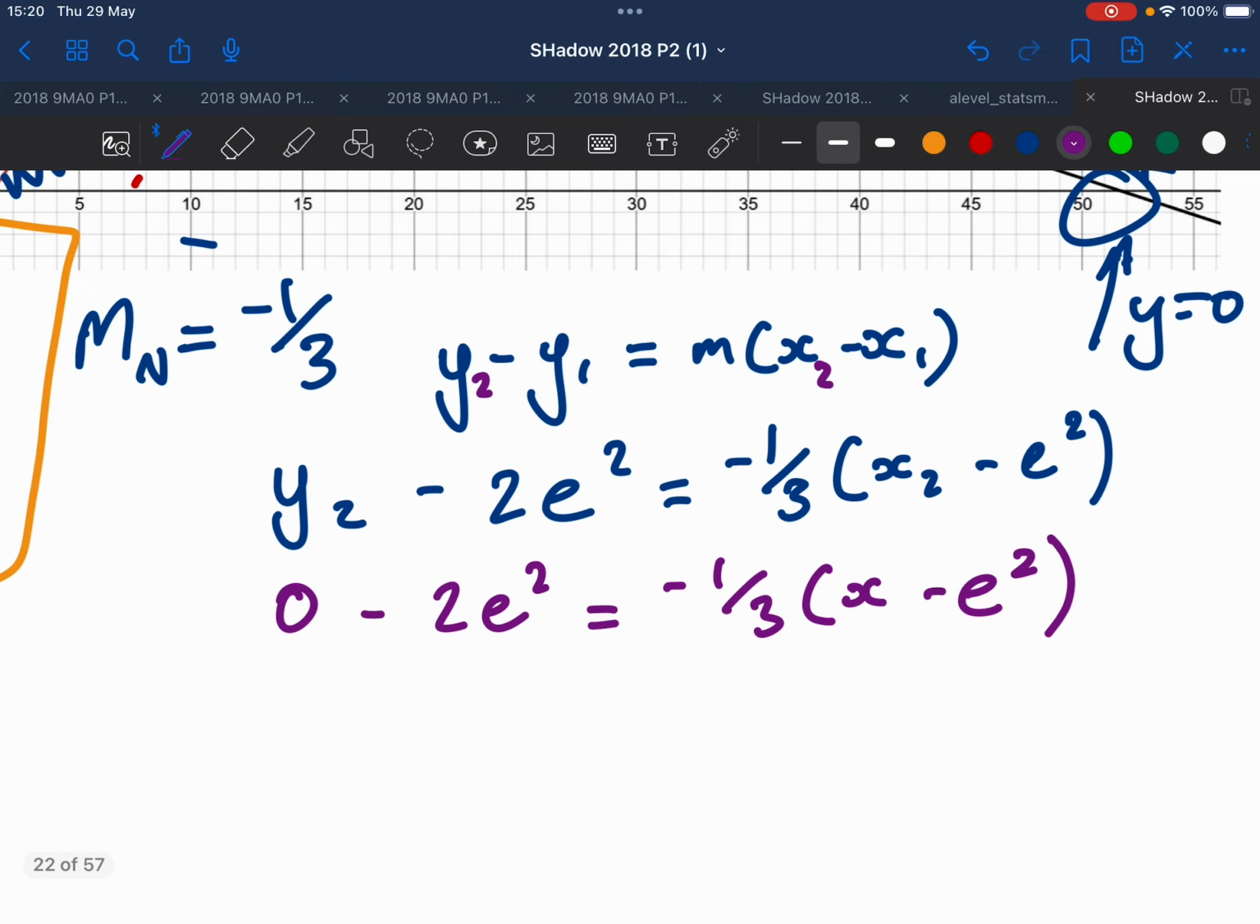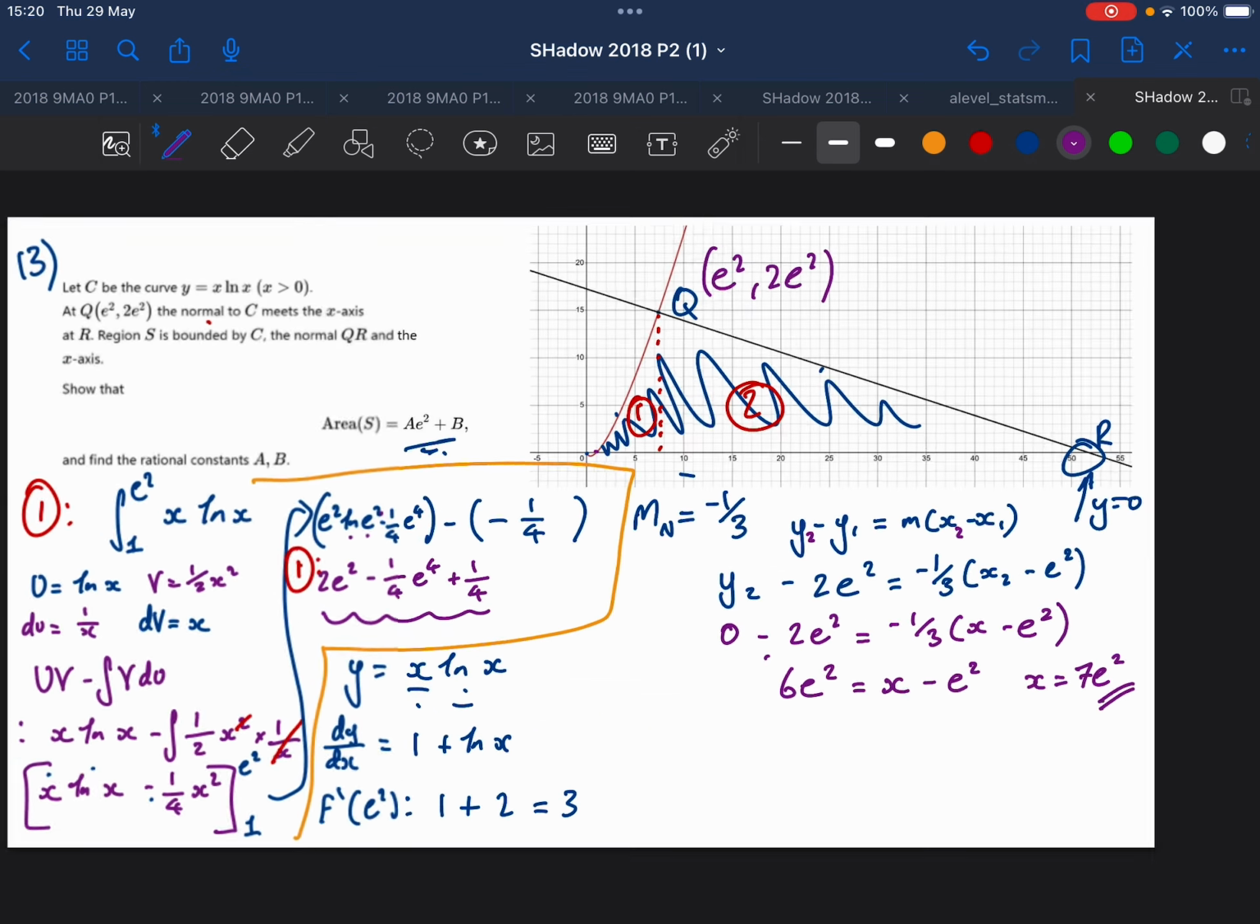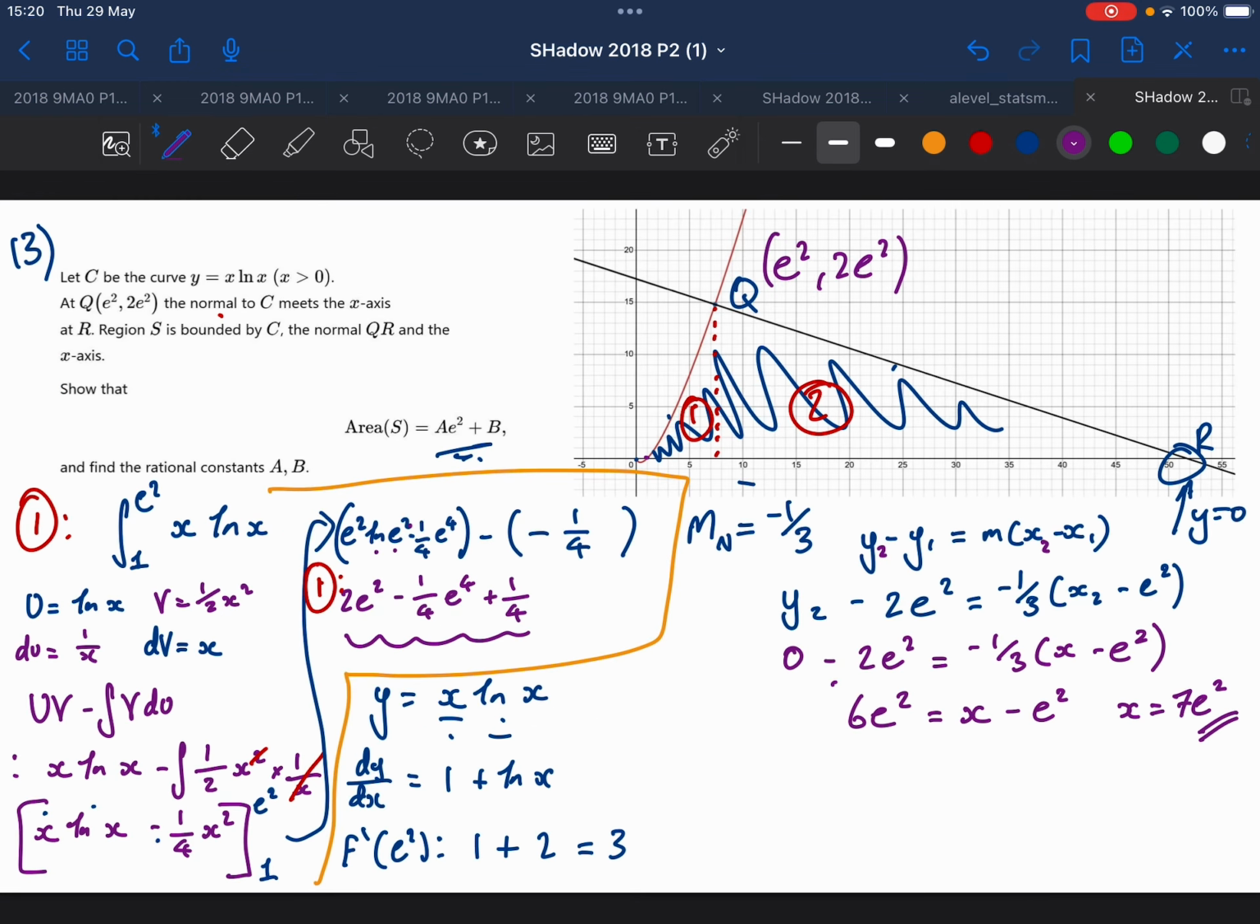If we multiply everything by minus 3, it makes everything a bit nicer. So 6e squared equals x minus e squared. So it looks as if that point is 7e squared. That's worked out surprisingly nice. 7e squared. 7 times, yeah, that looks about right.